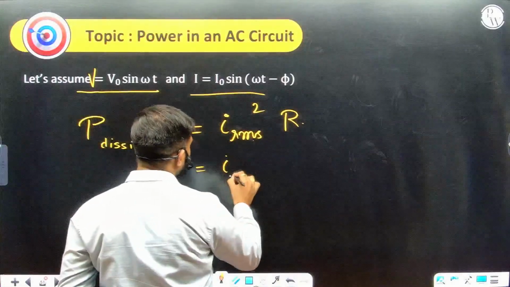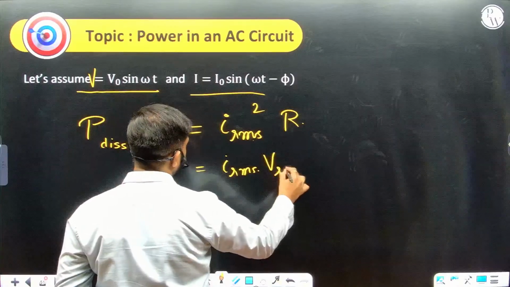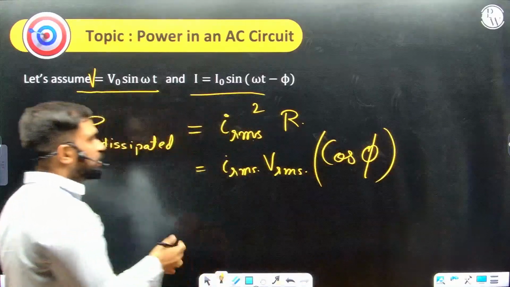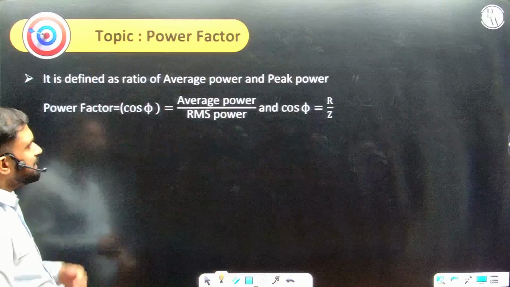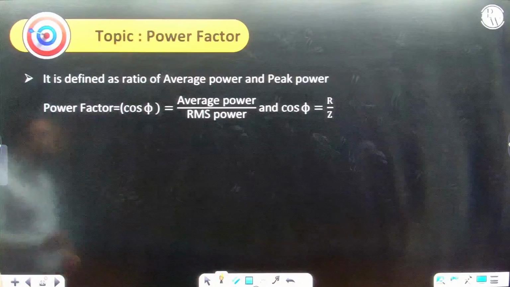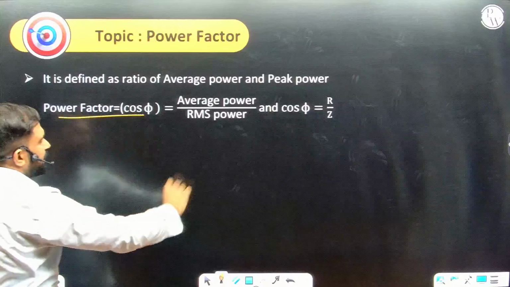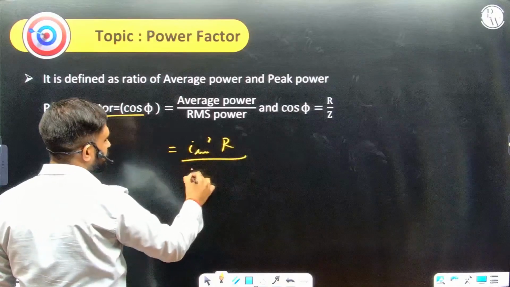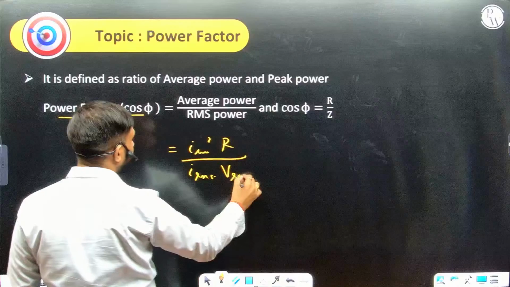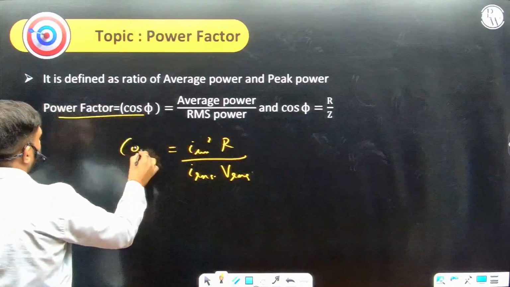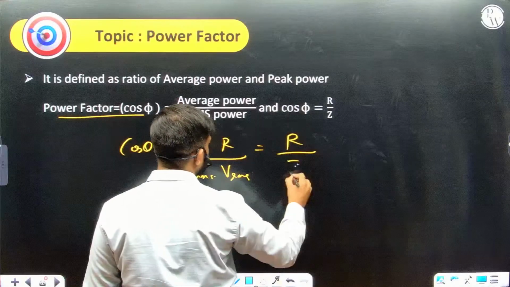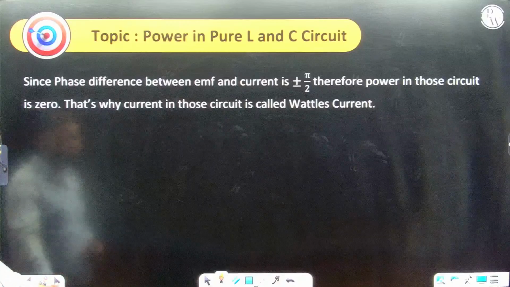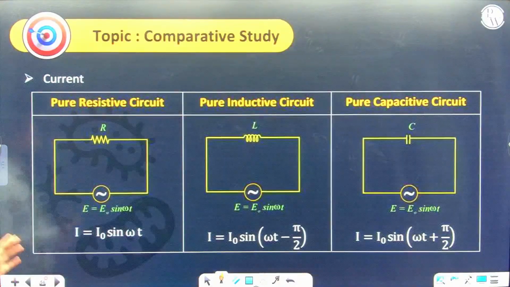If you have VRMS, then it will be IRMS VRMS into cos phi, where what is this phi? This cos phi will be the power factor and phi is the phase difference between the current and the voltage. So the average power was I RMS square R, and the RMS power is IRMS into VRMS, and cos phi comes out to be equal to R by Z. Okay, like this. So power in the AC circuits we have seen. Now different types of AC circuits.